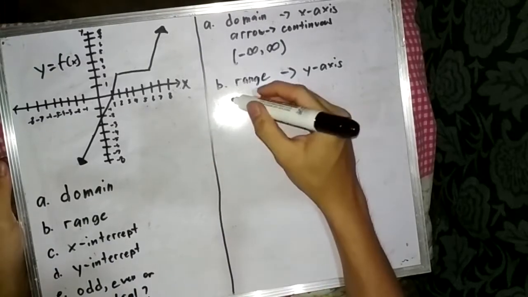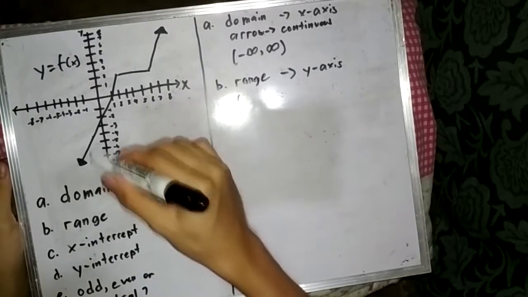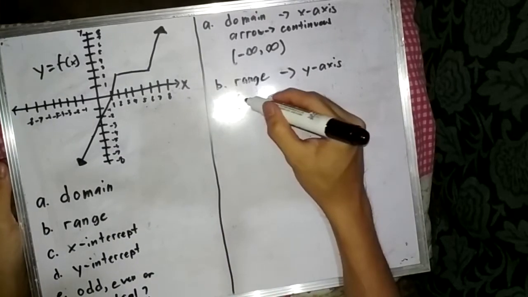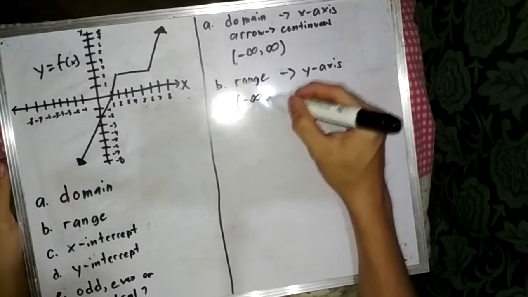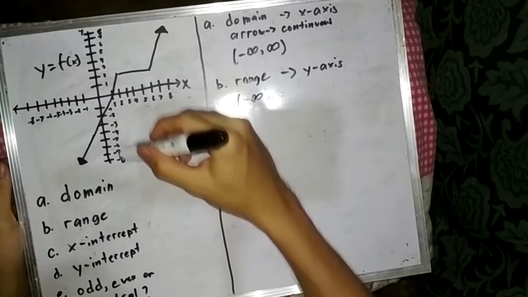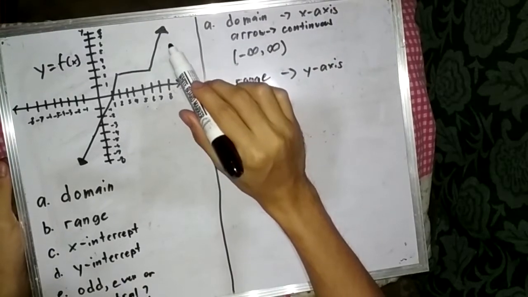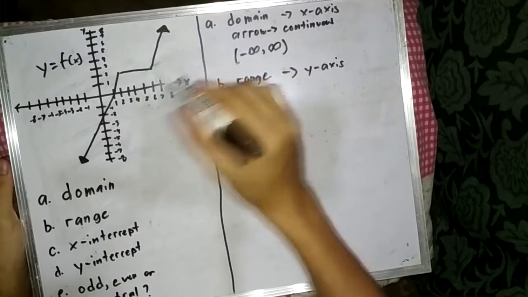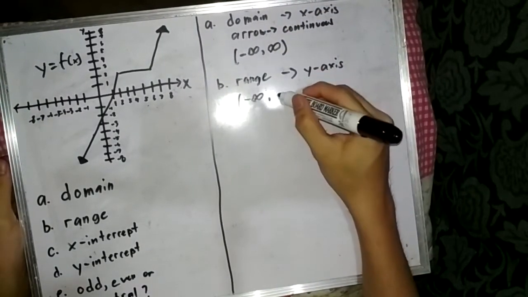So starting from the bottom, an arrow sign means this is continuous. So this is negative infinity because there's no endpoint. Then the positive portion is also marked with an arrow, which means that this is going up forever and so on. So this is infinity.